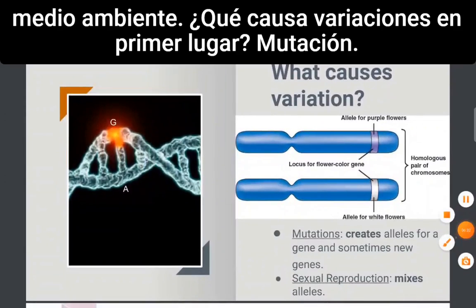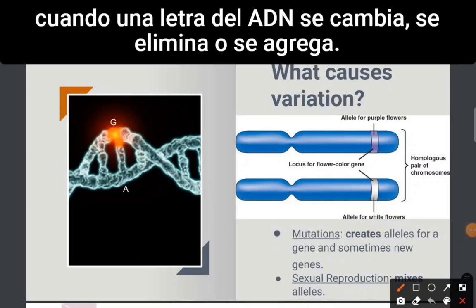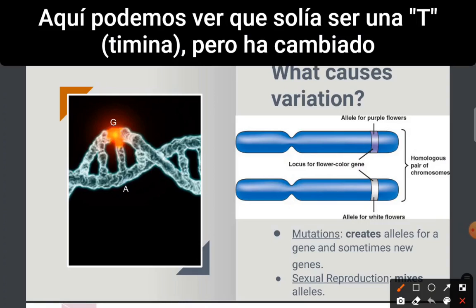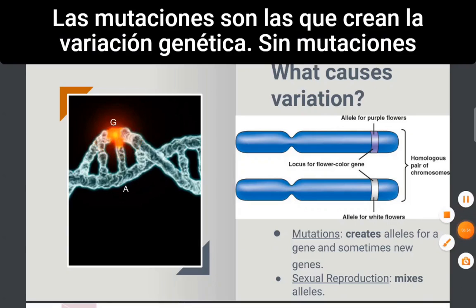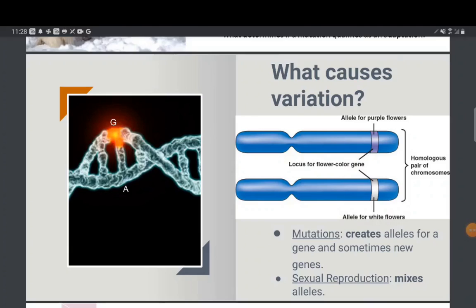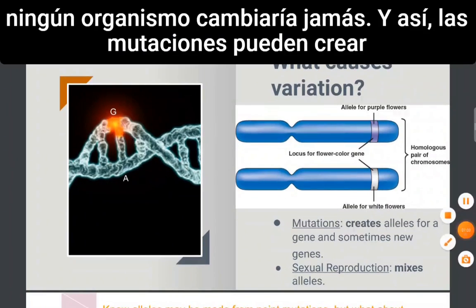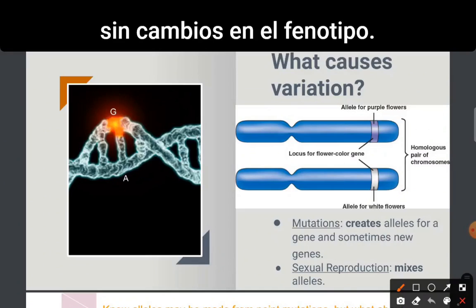What causes variations in the first place? Mutation. A mutation occurs when a letter from DNA is either changed, deleted, or added. Here we can see that this used to be a T, but it has changed to a G. This mutation creates a brand new allele. Mutations are what create genetic variation. Without mutations, no organism would ever change. And so mutations can create good alleles, bad alleles, or neutral alleles, where there is no change in phenotype.